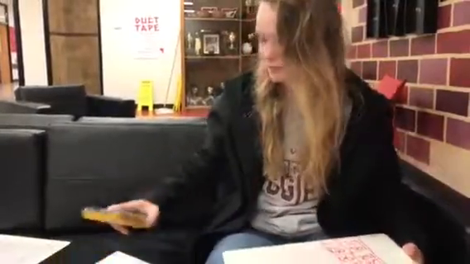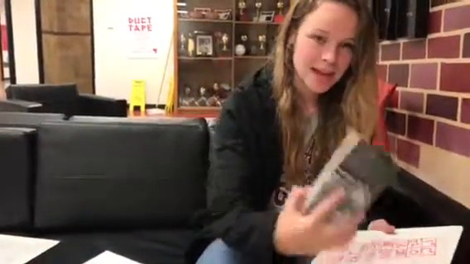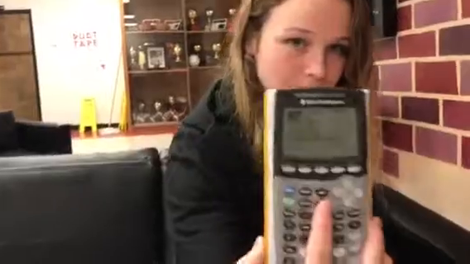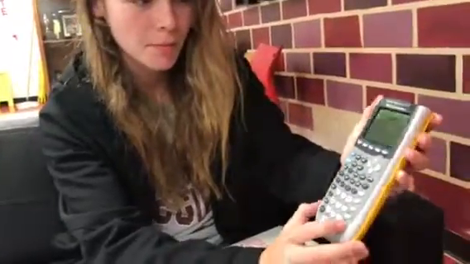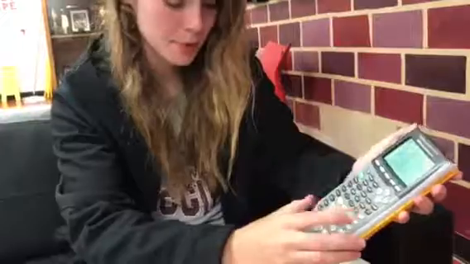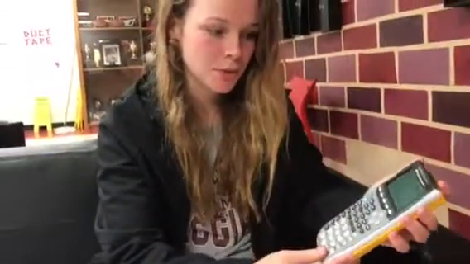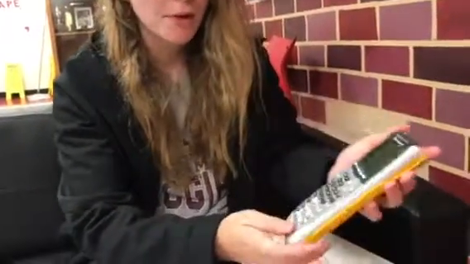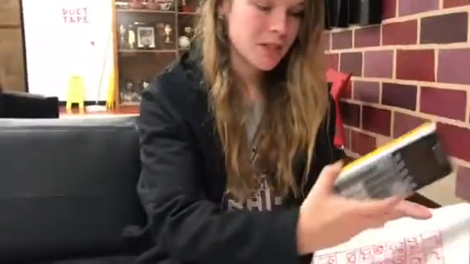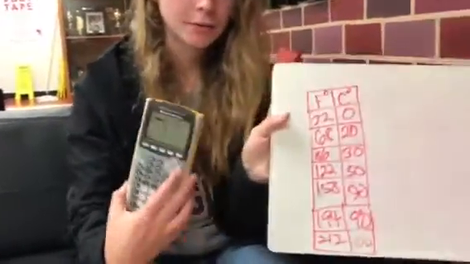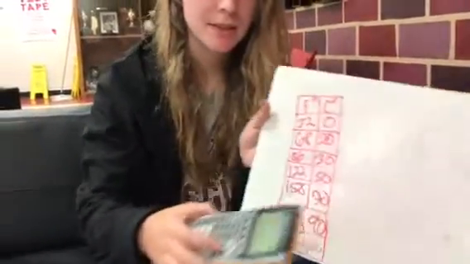Now what we're going to do is go to Stat on the calculator, and it's going to have Edit, Calc, and Tests. We're just going to hit Enter on the first one, Edit, and then we're going to type all of these different numbers into L1 and L2. So L1 is going to be the Fahrenheit part of the table, and L2 is going to be the Celsius part.